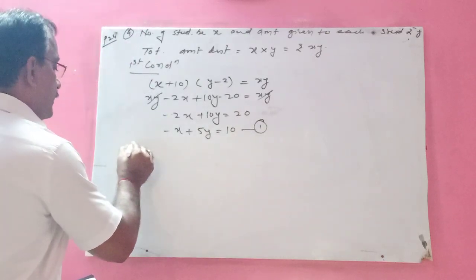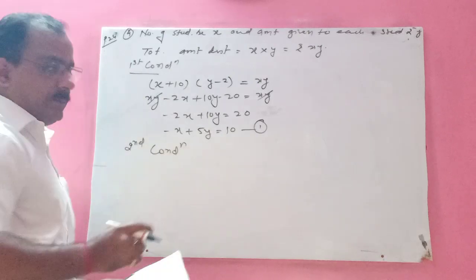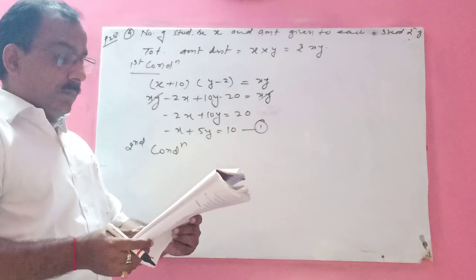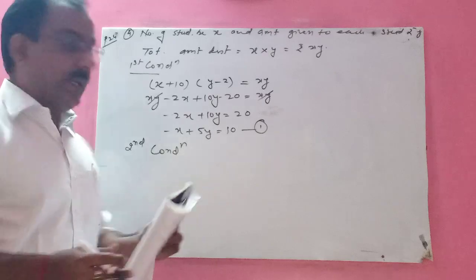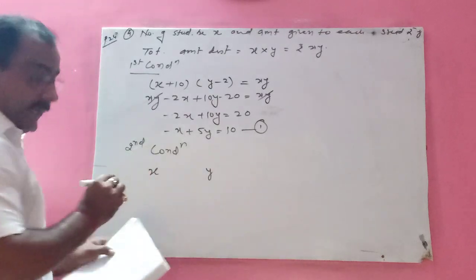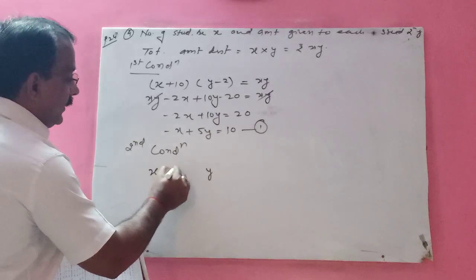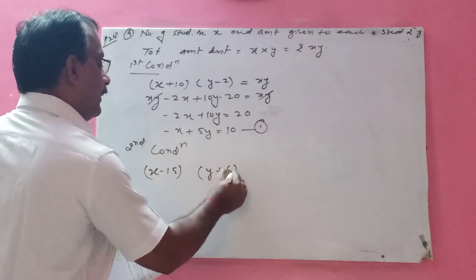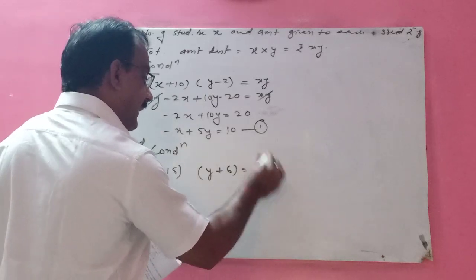Okay, now the second condition. What is the second condition, children? Each would get 6 rupees more if 15 students were less. So when you have x students and y amount, 15 students were less, so you will do minus here and plus here. Each student will get 6 rupees more, but the amount remains the same.